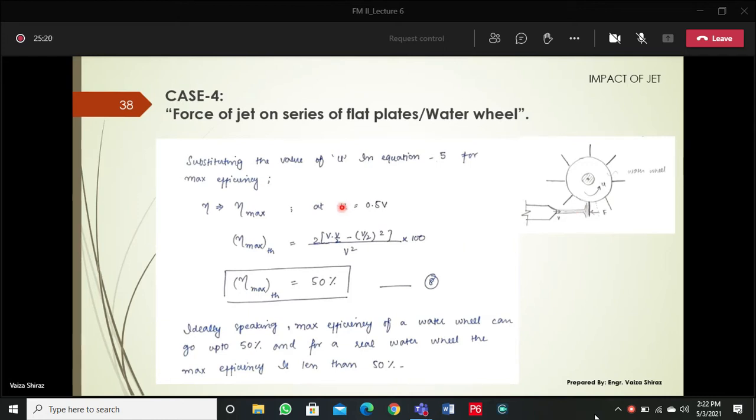And when will this happen? When your U is 0.5 V. It means that the maximum efficiency, if the water wheel is running in the ideal condition, is only 50%. Okay, you cannot attain more efficiency than this in this case. So ideally speaking, the maximum efficiency of the water wheel can be up to 50%, but for the real case, it will not be 50%. It will be less than 50%. Okay, because all these assumptions are coming along with it. Practically, you will have those drawbacks that you have considered as your assumptions. So practically, the efficiency will be less than 50%.